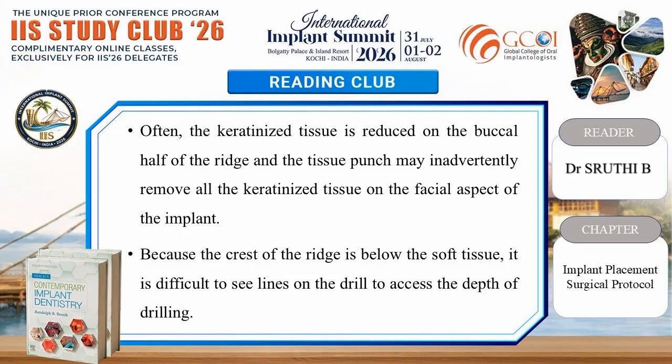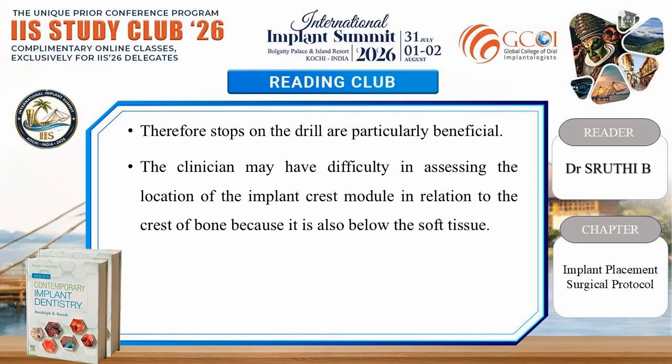Often, the keratinized tissue is reduced on the buccal half of the ridge, and the tissue punch may inadvertently remove all the keratinized tissue on the facial aspect of the implant. Because the crest of the ridge is below the soft tissue, it is difficult to see lines on the drill to assess the depth of drilling. Therefore, stops on the drill are particularly beneficial.